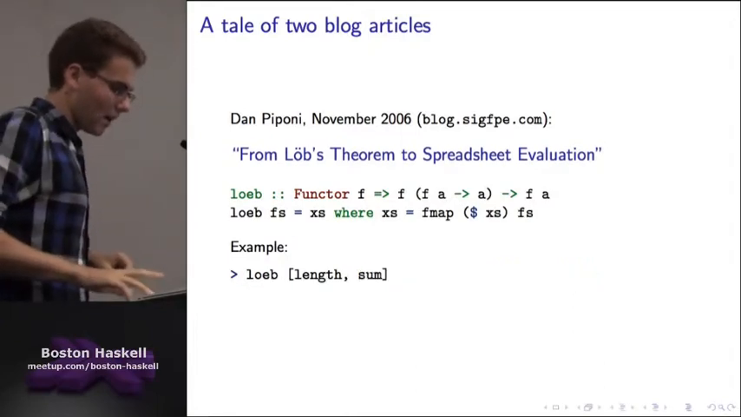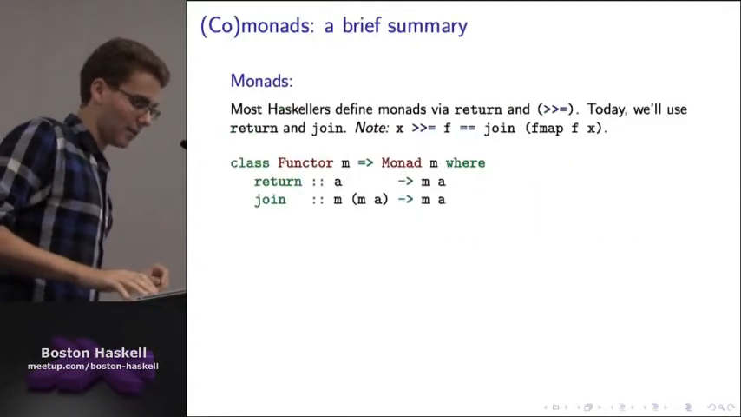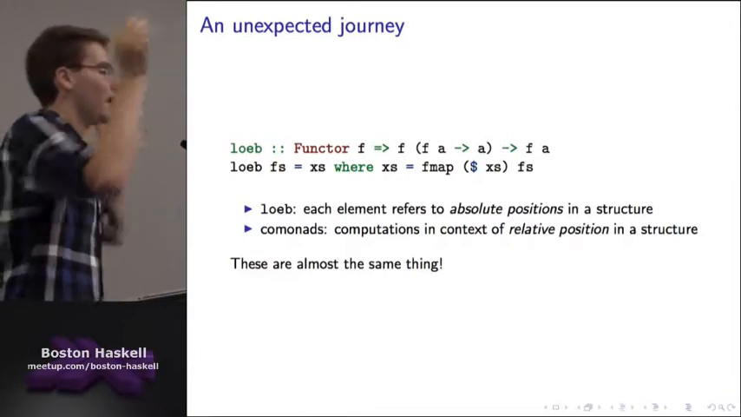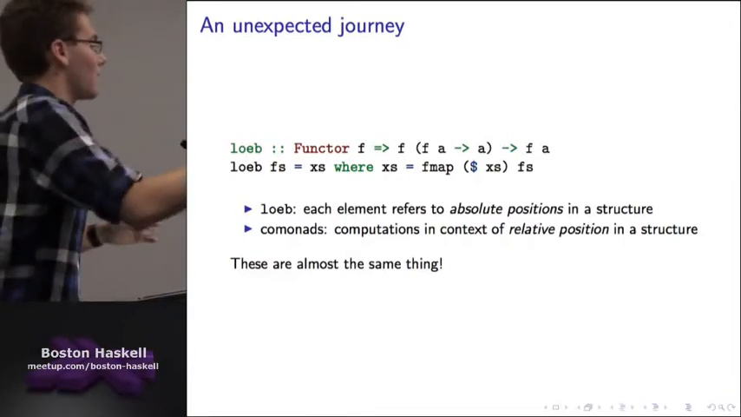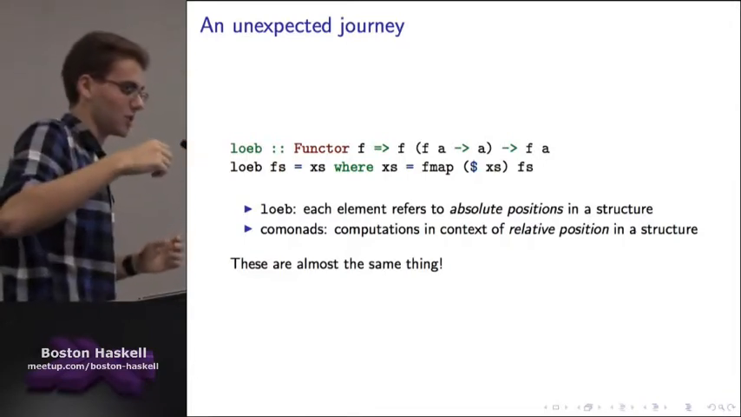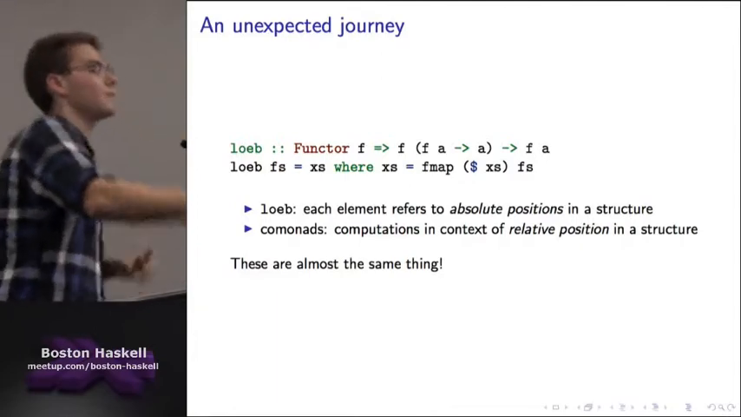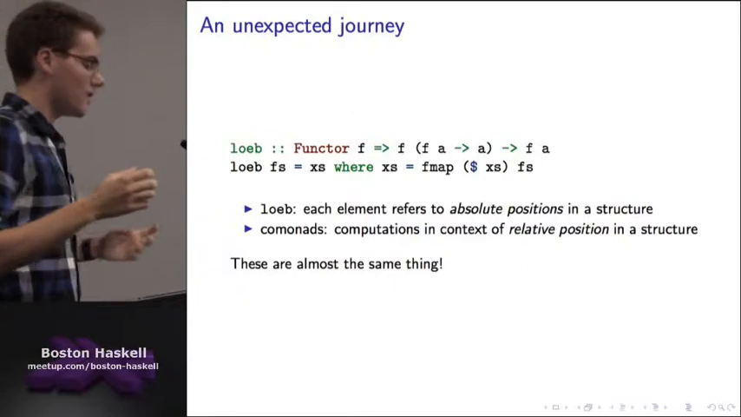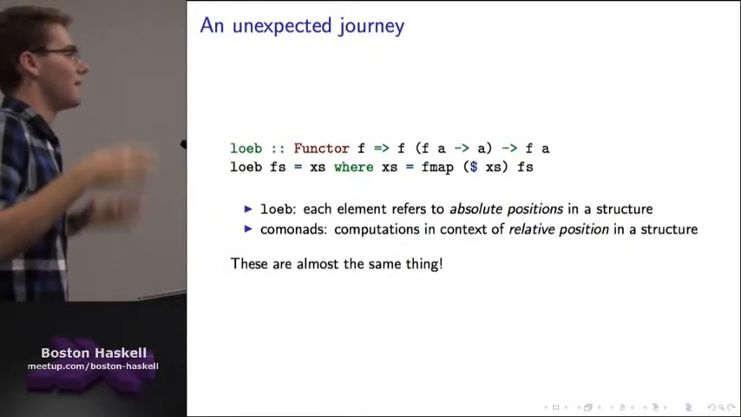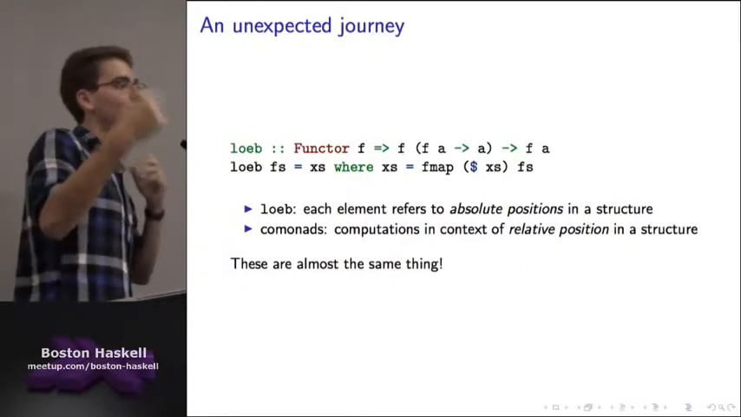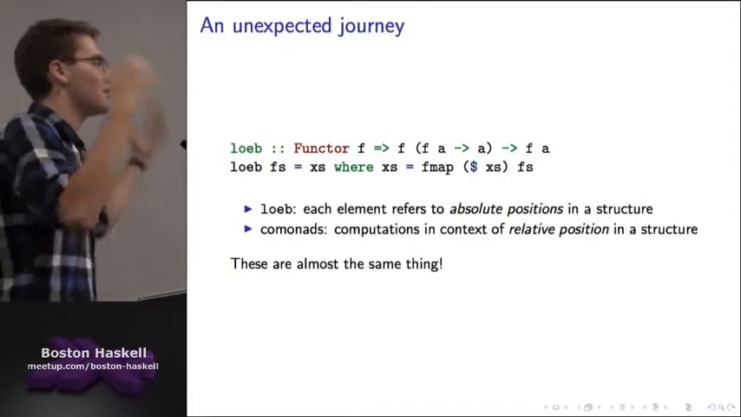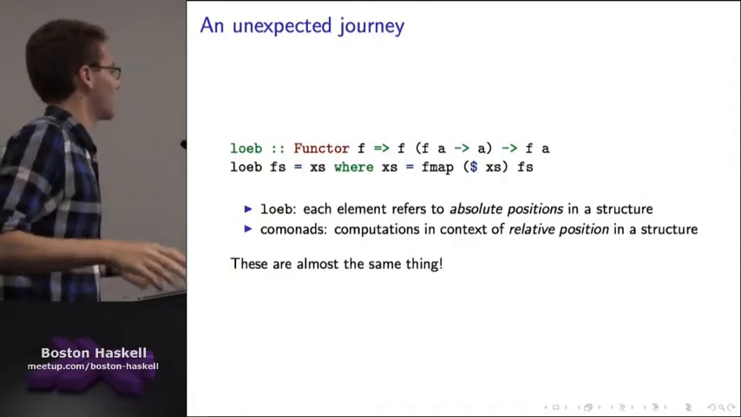So the observation is that this is like spreadsheet evaluation, rather, spreadsheet evaluation with absolute positions. And Comonads allow us to talk about relative position within a structure. So these are almost the same thing. And what I wanted to try and do is unify the two of them into something that was tractable to actually work with.